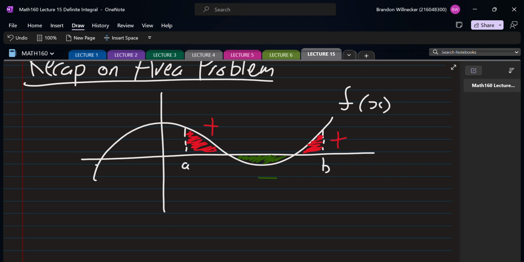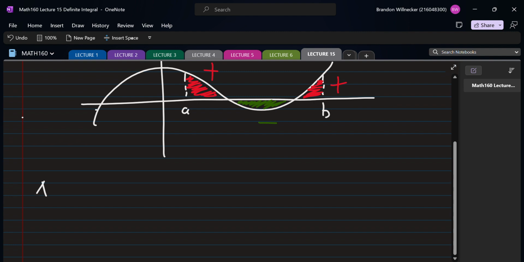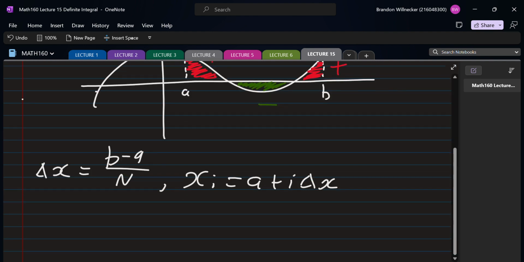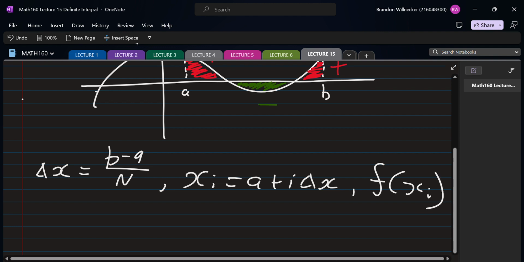Okay, so a quick recap on what we did. To find this area, we found this value delta x, which was b minus a over n, where b minus a is the width of the interval that we're looking at. Once we have that, we can find xi, which is the x value at the base of the ith rectangle. That's going to be a plus i delta x. Remember that i was our steps. When i was 0, we're at the beginning, and then we made those integer steps going through all the rectangles. Then we calculate f of xi, that is the height of that particular rectangle.